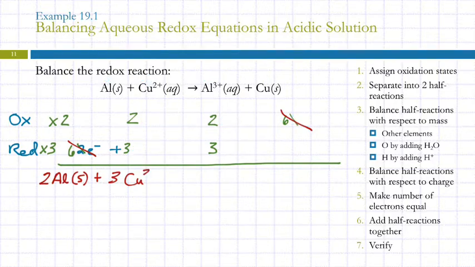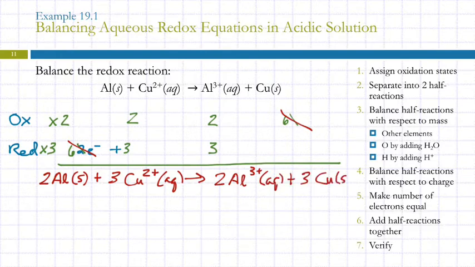Copper ions are going to form 2 aluminum ions and 3 copper atoms. I'm going to verify: 2 aluminums, 3 coppers, total of positive 6 charge on this side, total of positive 6 charge on that side. It doesn't have to be 0 on each side. It just needs to be the same.